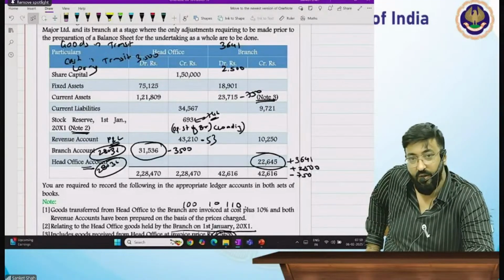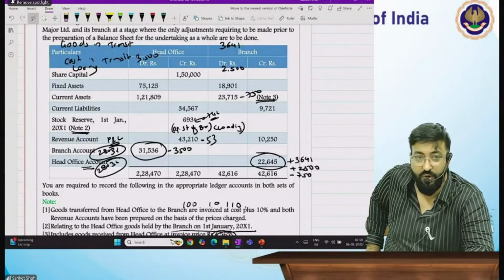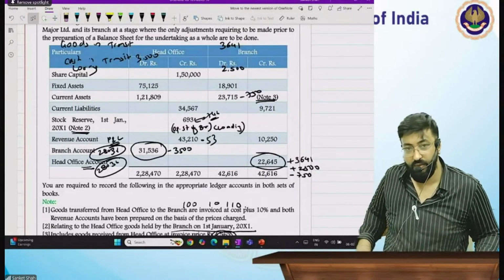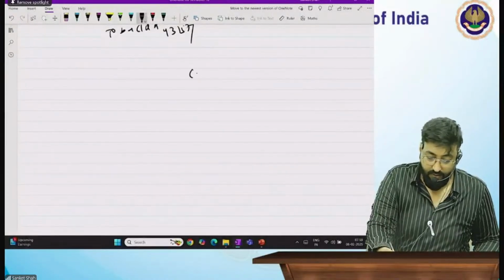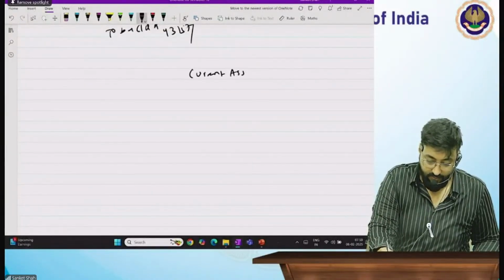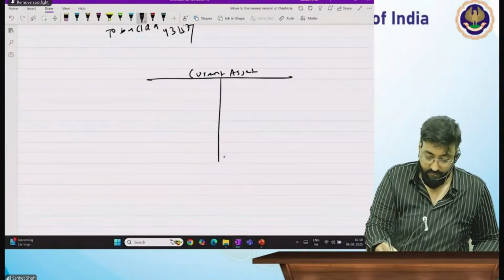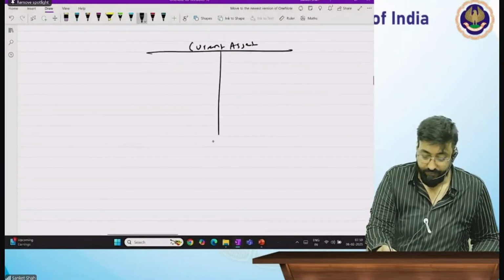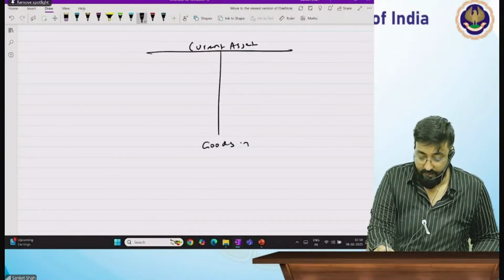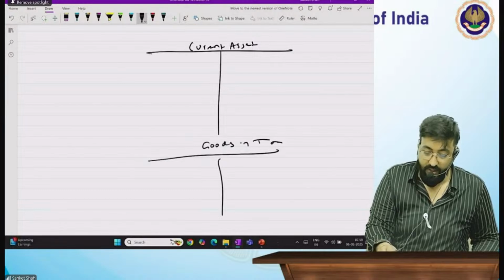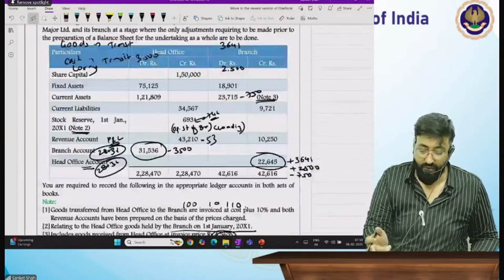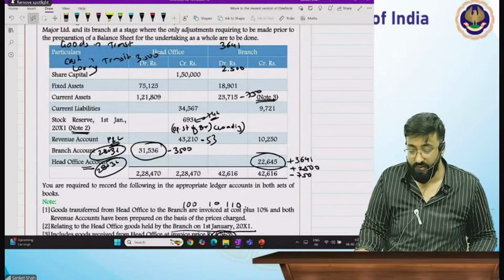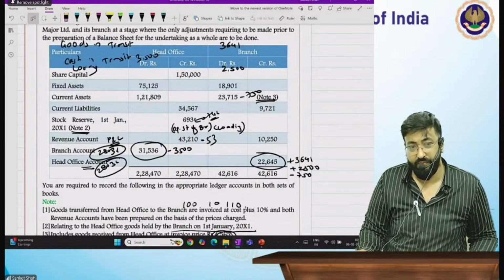Yes, Vaidehi. Now we will move to the branch. Which accounts are you going to open? You have to open the current asset account, revenue account, head office account, and goods in transit account, and lorry. Revenue account, why do we need it? Did we change any figure of the revenue account? No, sir. But we can transfer it to the head office.